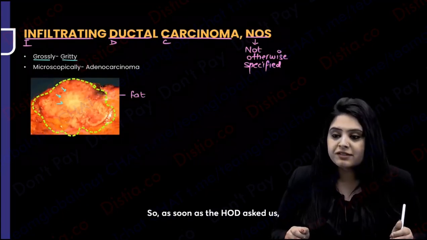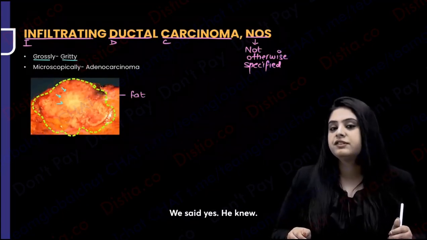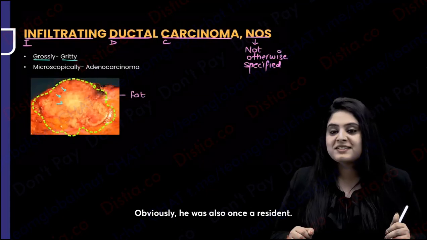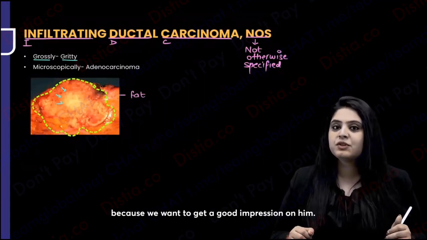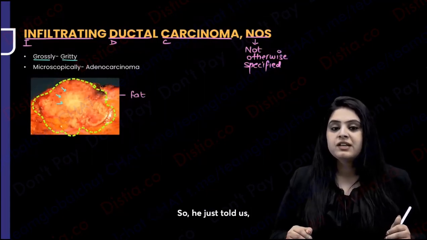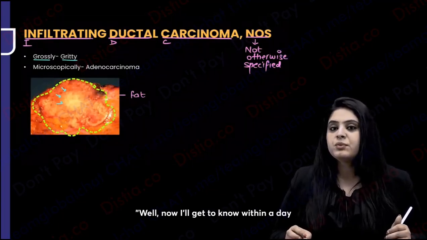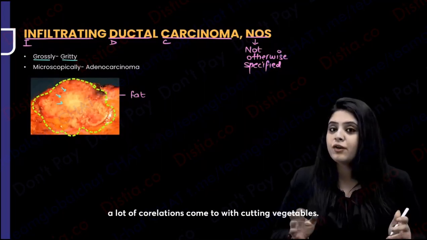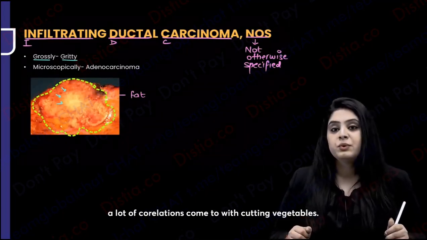So as soon as the HOD asked us, have you ever cut vegetables in the house? We said yes. So he said, he knew, obviously he was also once a resident. So he knew that we were just saying yes because we wanted to get a good impression on him. So he just told us, well, now I'll get to know within a day whether you've ever done that or not, because cutting pathology specimens, a lot of correlations come with cutting vegetables.